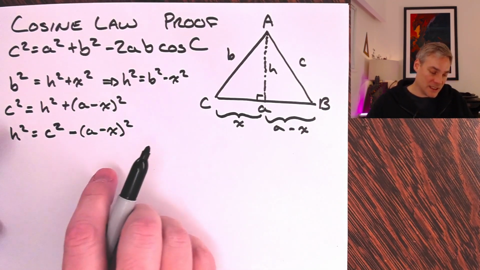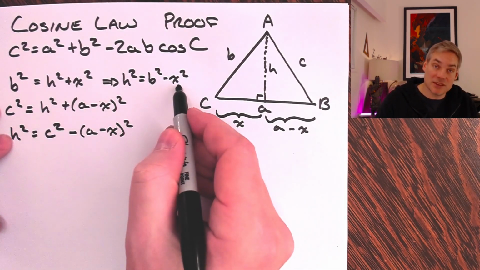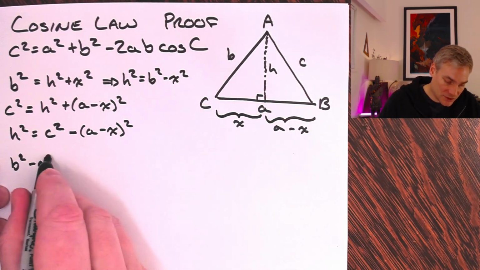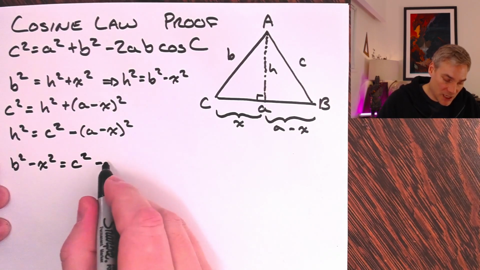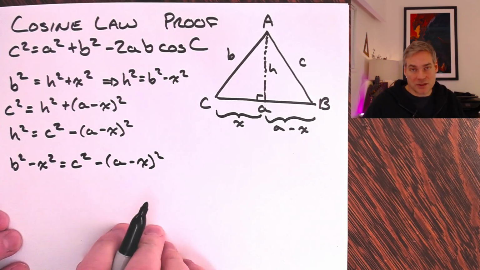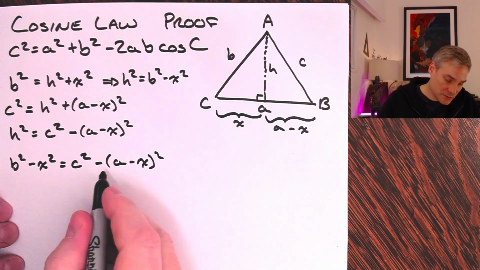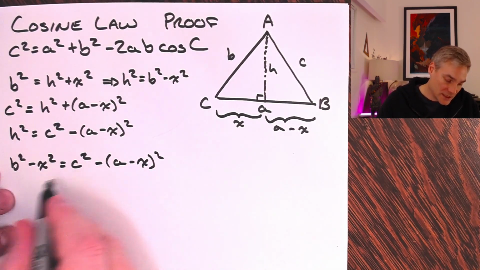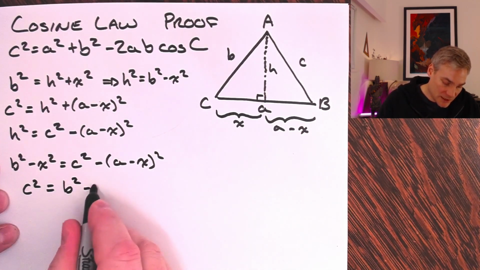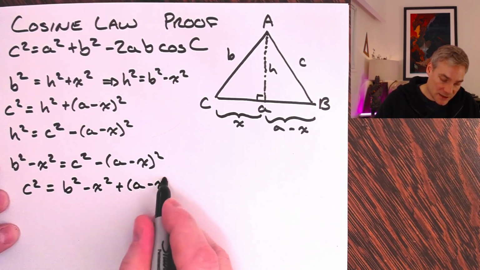So now I know that h squared equals this, and h squared equals this. So I can equate both of them. So now I have b squared minus x squared equals c squared minus (a minus x) squared. So let's FOIL this out, and then we're going to solve for c squared. So I'm going to move this bit over and then solve. So c squared equals b squared minus x squared, and then I have plus (a minus x) squared.